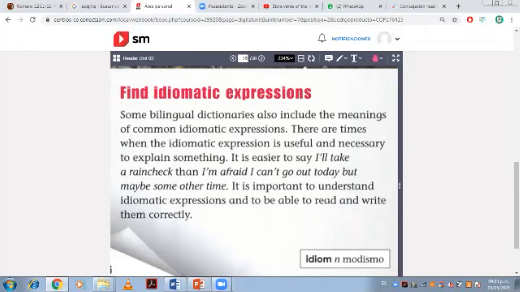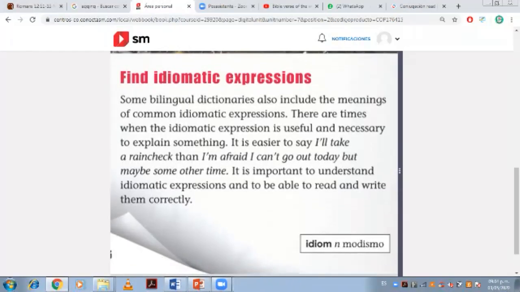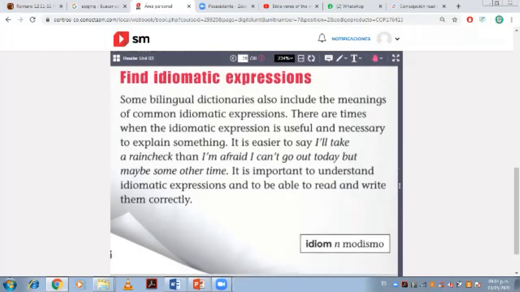Rain check. Y entonces, otra palabra que yo puedo usar aquí es I'm afraid I can't go out today. O me temo que no podré salir entonces porque hay otro tiempo afuera. It is important to understand. Esto es importante para que tú entiendas las expresiones idiomáticas y ser capaz de leer y escribirlas correctamente. ¿Ok? Idiomatic es igual a como un modismo, una expresión.